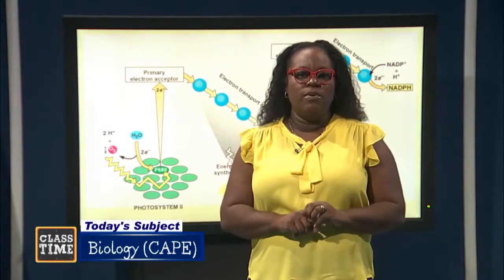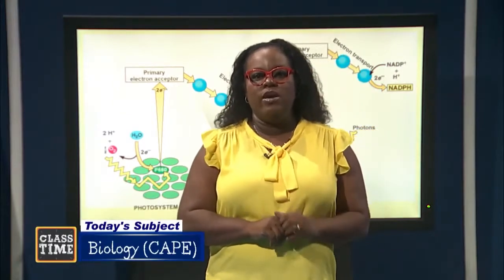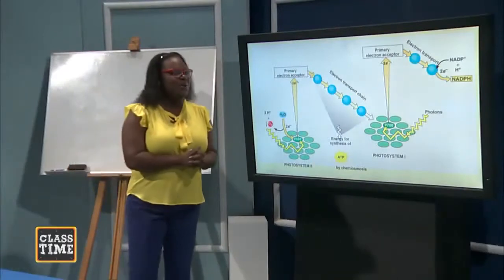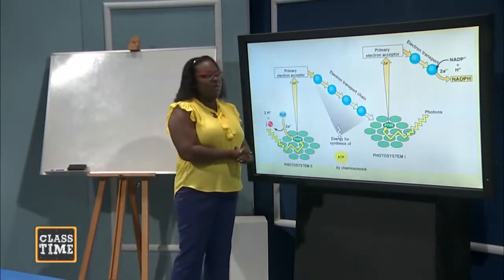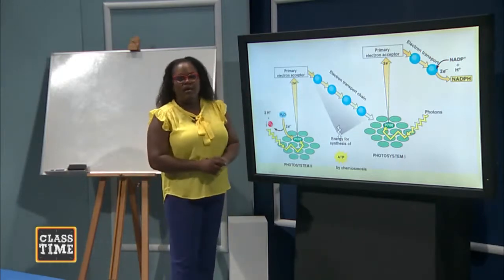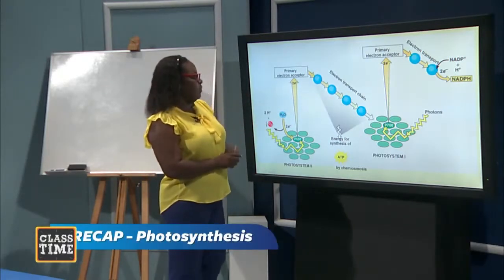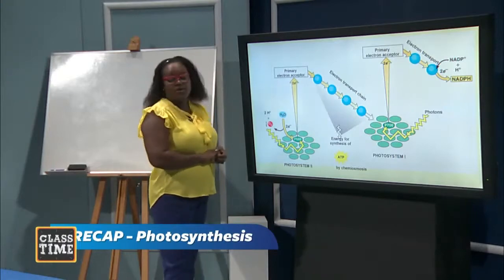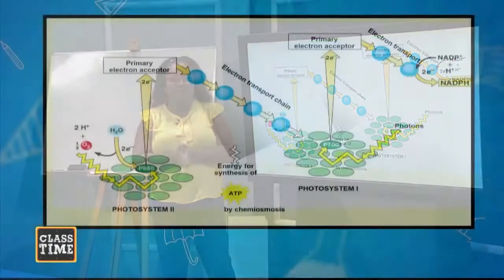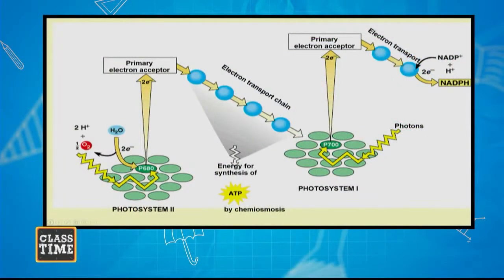Last week we spoke about photosynthesis. Today we are going to continue that discussion. Okay, so here we go. From last week's class, you should be familiar with this diagram on the board that is outlining the first stage of photosynthesis, which is the light-dependent stage, which means this is a stage of photosynthesis that requires light.